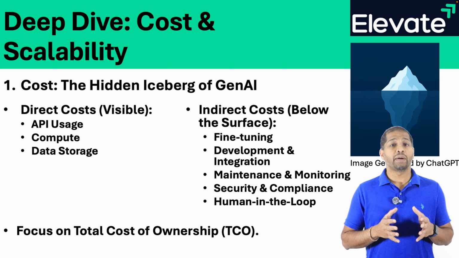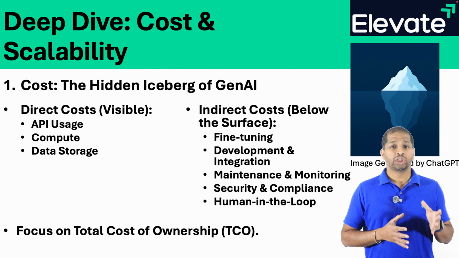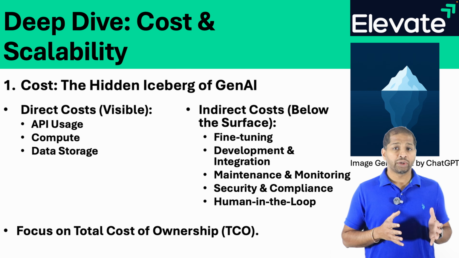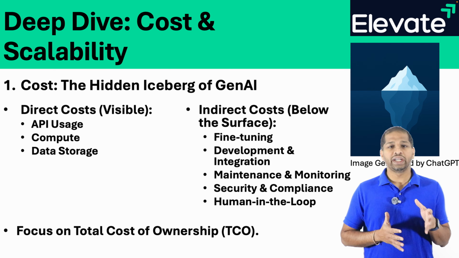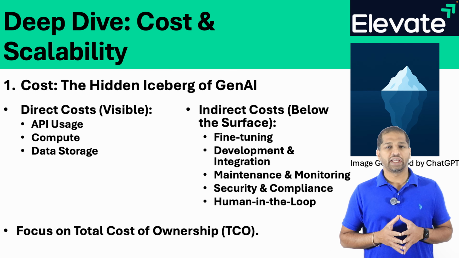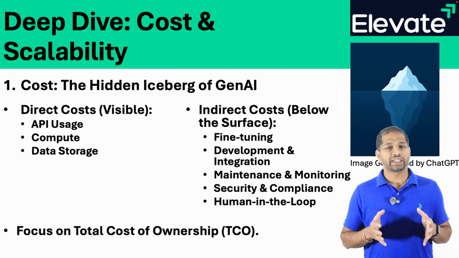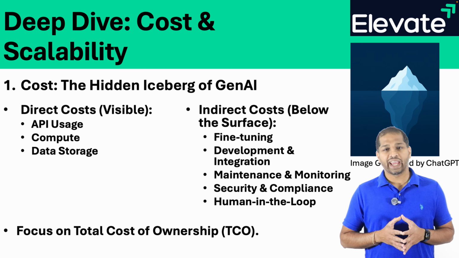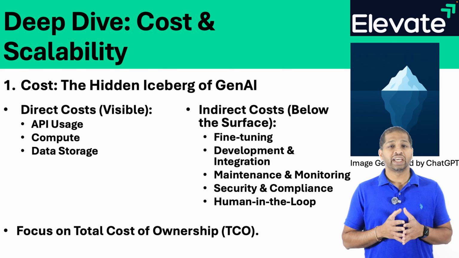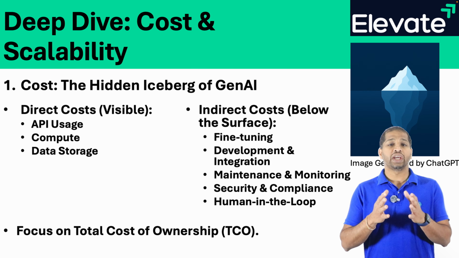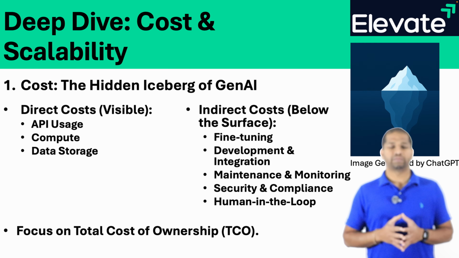Security and compliance are paramount, especially in global companies, requiring investment to ensure data privacy and regulatory adherence. And don't forget the human in the loop. For many critical applications, human review of AI outputs is essential, adding to operational costs. The key takeaway here is to always consider the total cost of ownership, not just the initial API fees, to truly understand the financial implications of your Gen AI solution.